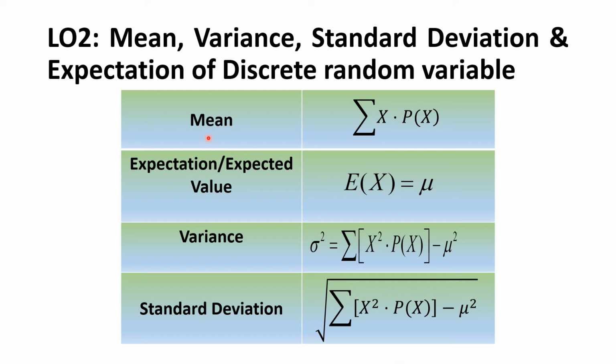Okay, so mean is sigma x p(x). We have seen a table that has x and p(x), so we simply multiply x and p(x) and sum all the multiples.